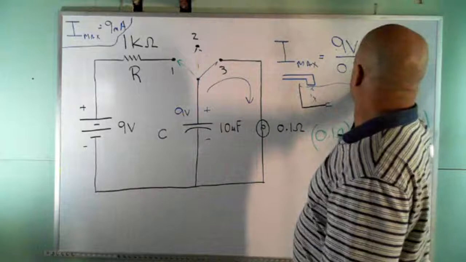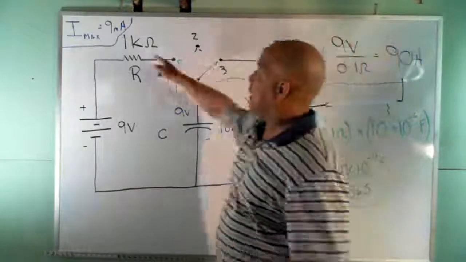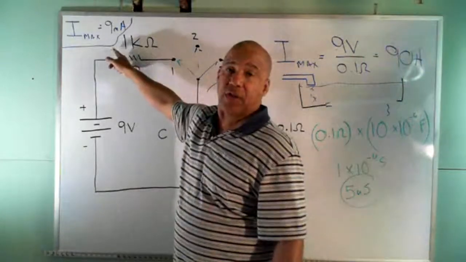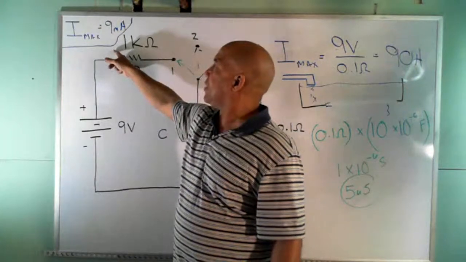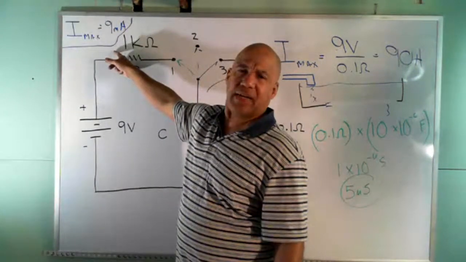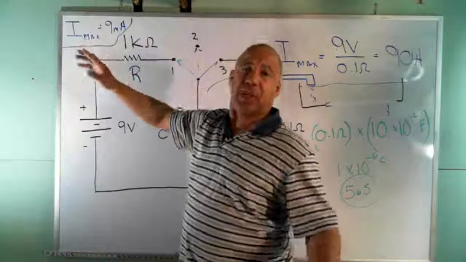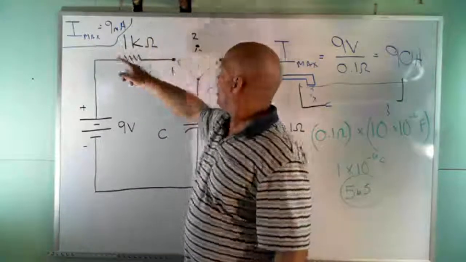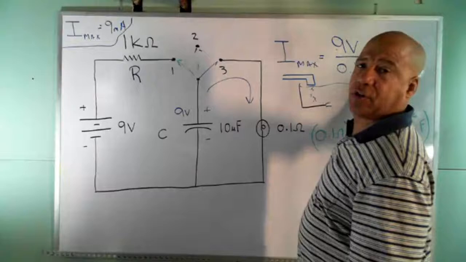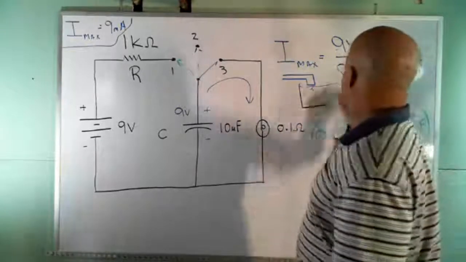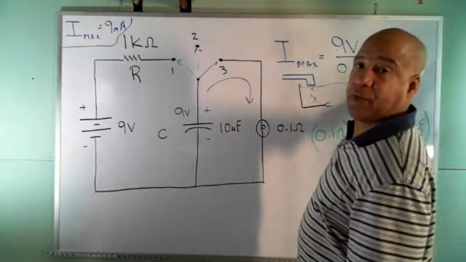There's a big difference between 90 amps and the 9 milliamps it took to charge it up. 9 milliamps charged it up, but it took us, I think it was 50 milliseconds. I can't remember if it was 50 or 5, but it took us milliseconds to charge it up. It took us microseconds to discharge it. So we got a huge burst of energy. We can actually do something with all that energy at once.